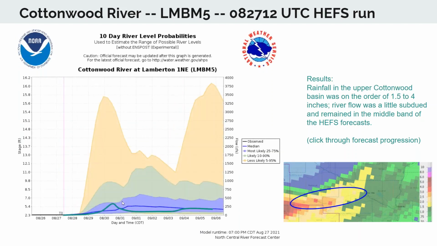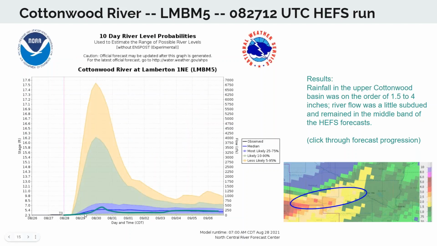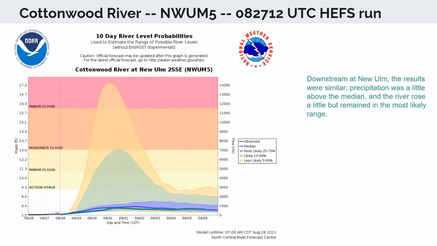We'll keep looking forward compared to the other graphs. But again, mainly we ended up with river levels in the most likely category through this event. Going downstream, just a single slide on the river down where it flows into the Minnesota. Again, it remained within that most likely scenario.